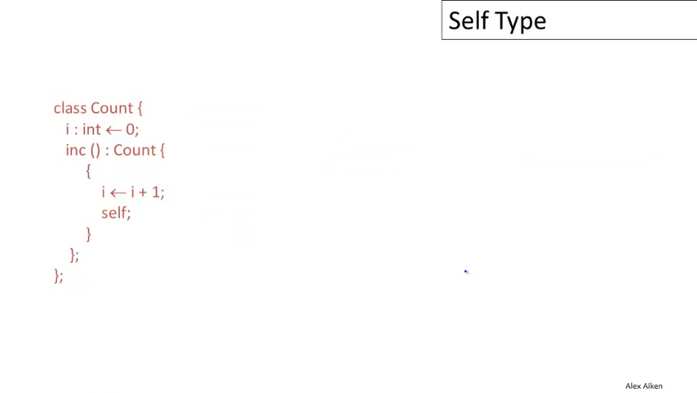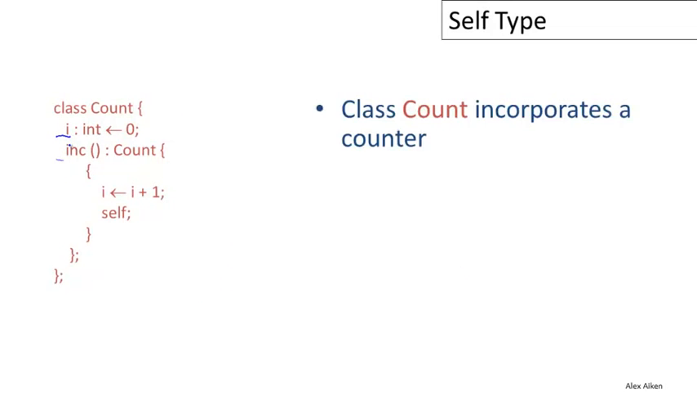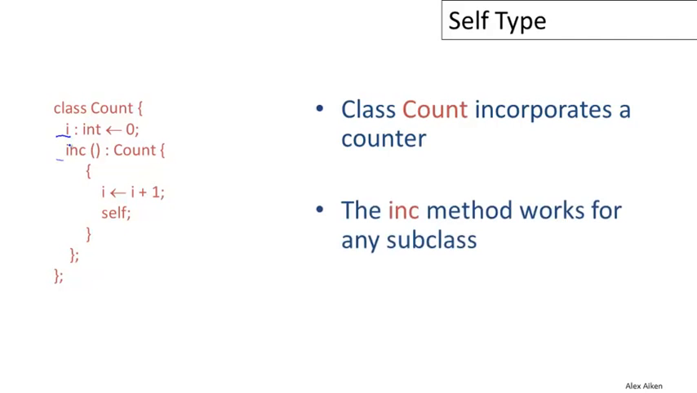To begin with, let's motivate the problem that self-type solves by looking at a simple class definition. Here we have a class Count, and it has a single field i, which is an integer initialized to 0, and it has one method, inc. Essentially, the class Count just increments a counter. So initially, when you allocate a new Count object, the counter is 0, and then every time you call inc, the counter's value is increased by 1.